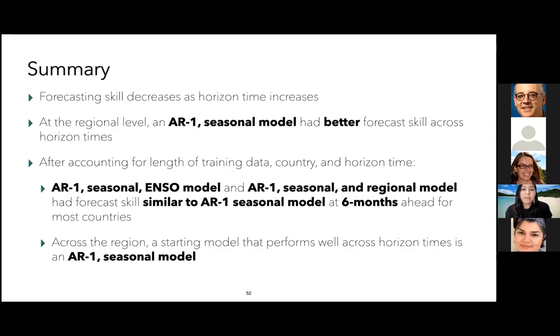And that after accounting for some of these factors that we thought would influence forecasting skill, we've identified potentially 2 additional indicators that are useful when used in combination with a seasonality factor and an AR1 factor, showing that information about dengue at the regional level and 6 month ahead changes in El Nino are also informative for forecasting models in the Americas.